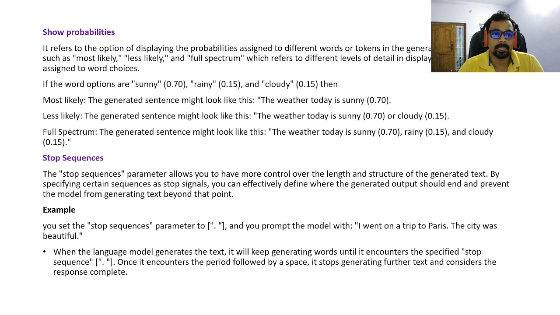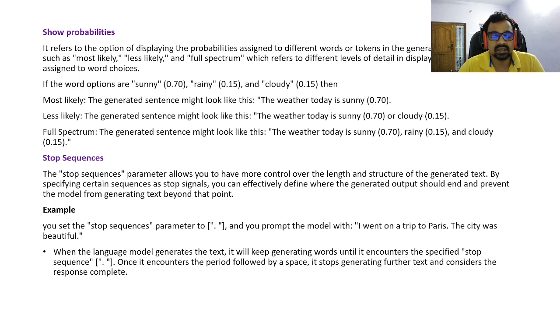Show probabilities. As I was talking about, each token that OpenAI is generating will have a probability. And if you want to see those probabilities, there is an option called show probabilities. For each word or each token OpenAI is generating, it will also list the probability value. And there are three options: most likely, less likely, and the full spectrum.